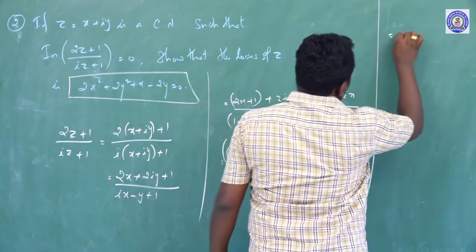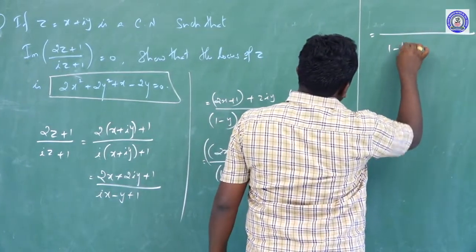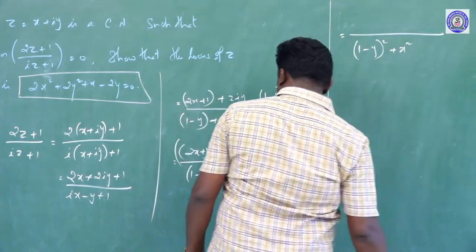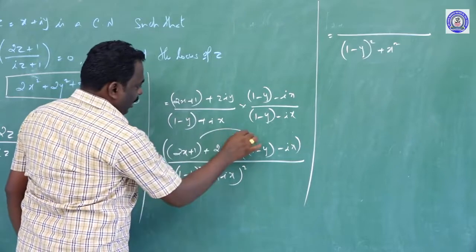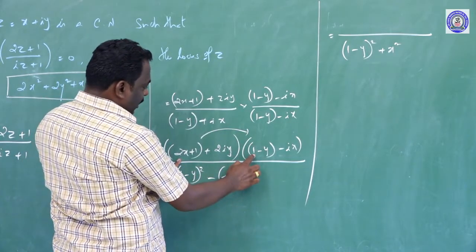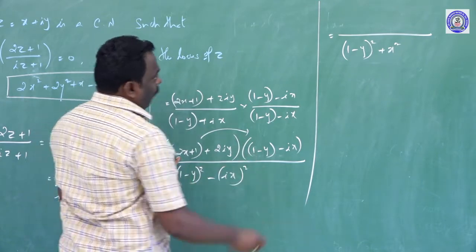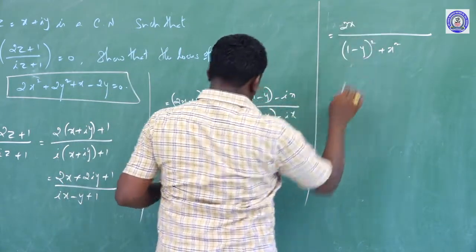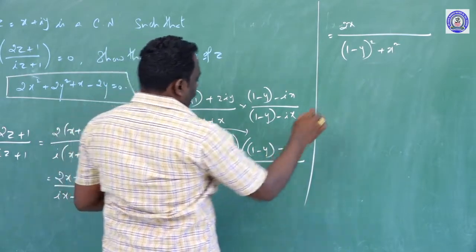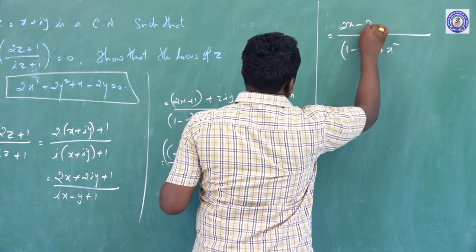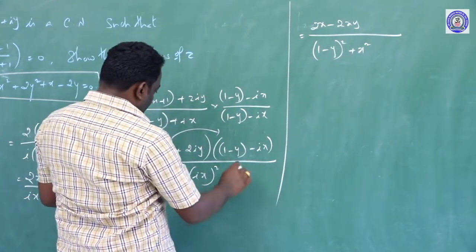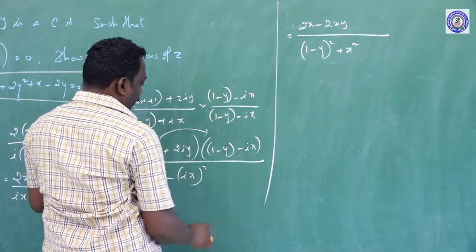Therefore that is equal to the denominator (1 − y)² + x², and now multiply the numerator terms. What is the term multiplication? 2x into 1, 2x into minus y, and then 2x into this term, and then this term multiplied with this term.